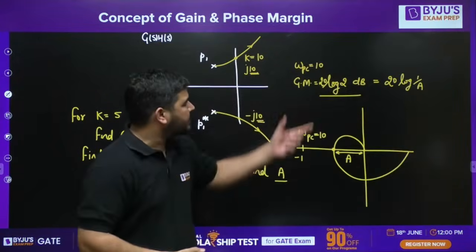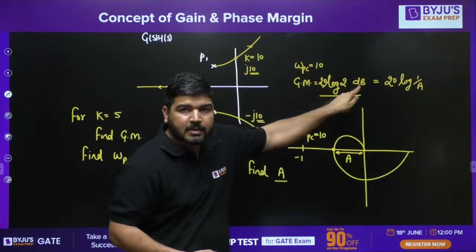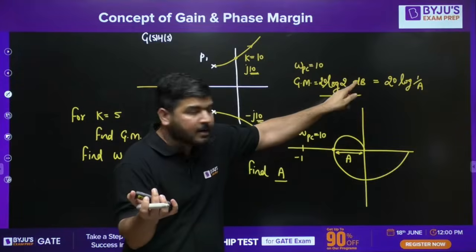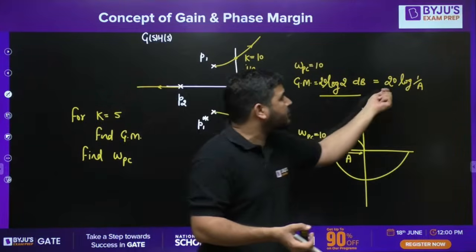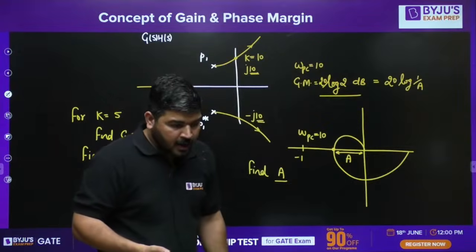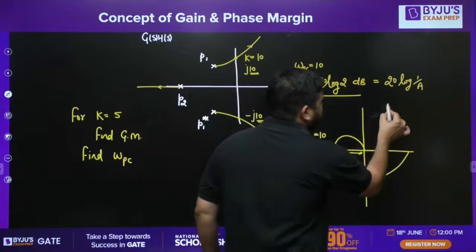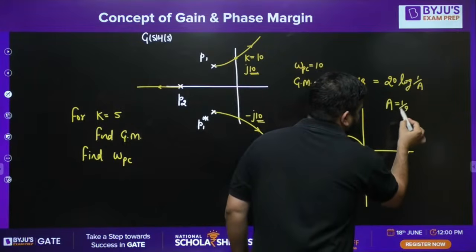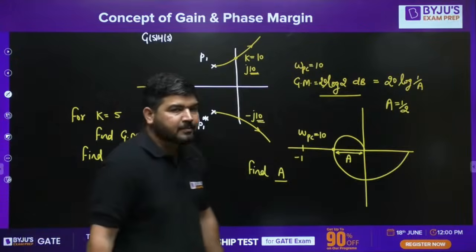Now by comparing this from the root locus, I have calculated the gain margin. We know that the gain margin can also be written from the polar plot, and from the polar plot, the gain margin has to be 20 log 1 by A. Now I can compare these two things and calculate the A value. So A has to be 1 by 2. This length has to be 1 by 2. Okay, I hope it is clear.